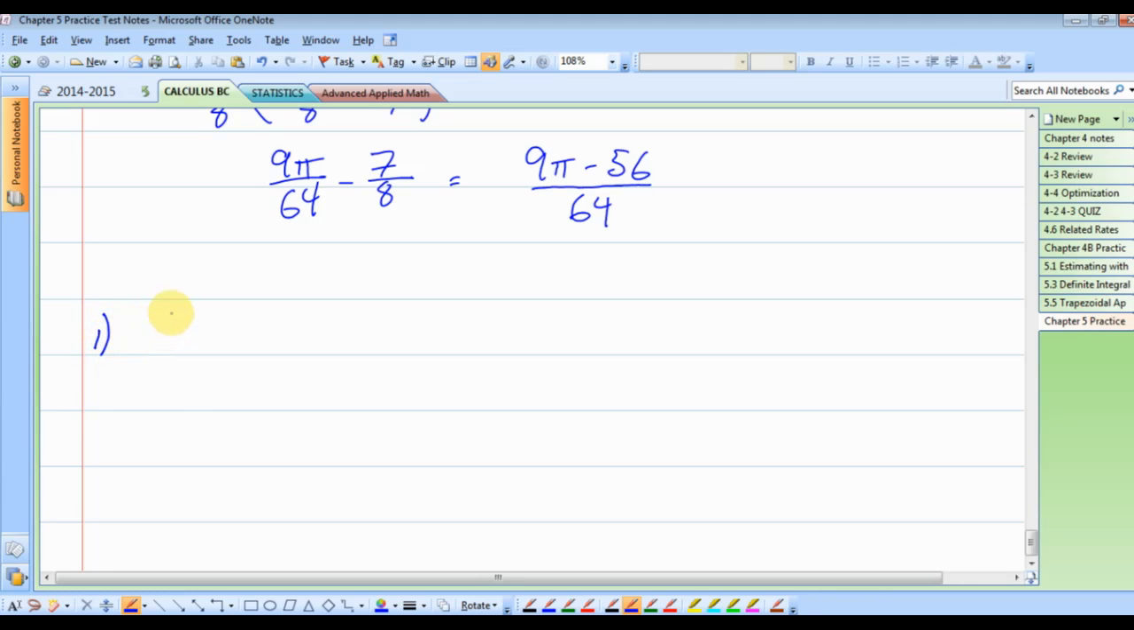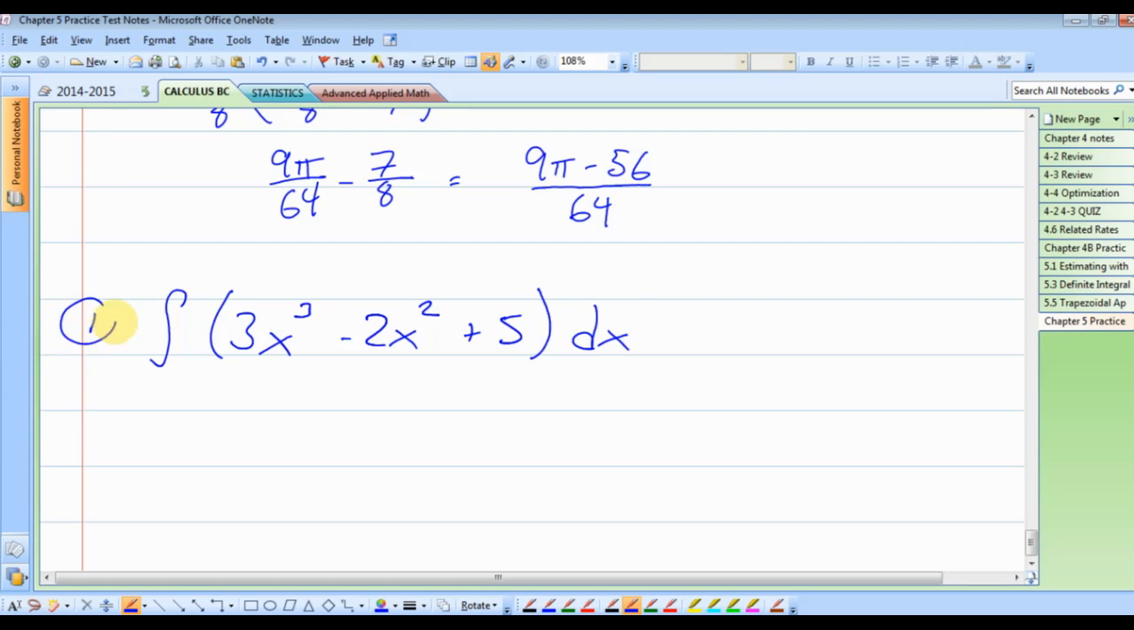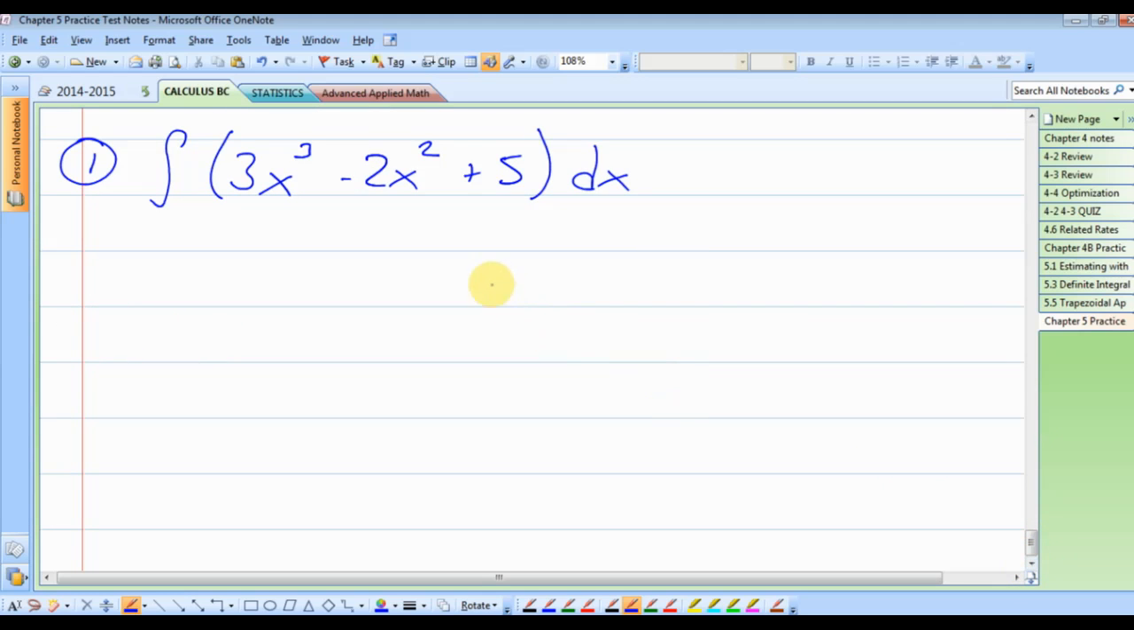Number one, evaluate the integral. We're integrating 3x cubed minus 2x squared plus 5 dx. What I like about this problem is that it's a nice introduction to how we find integrals. Remember, the rule for the powers is add 1 to the power and then divide by the new power. So we're going to take each one of these addends separately.